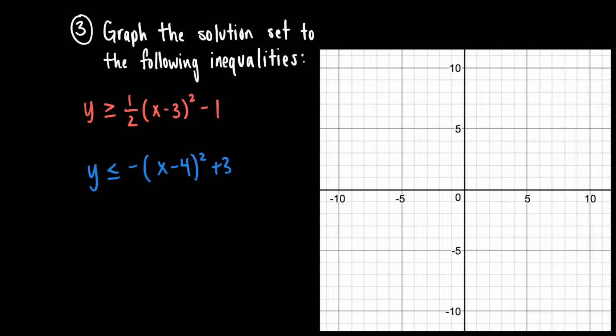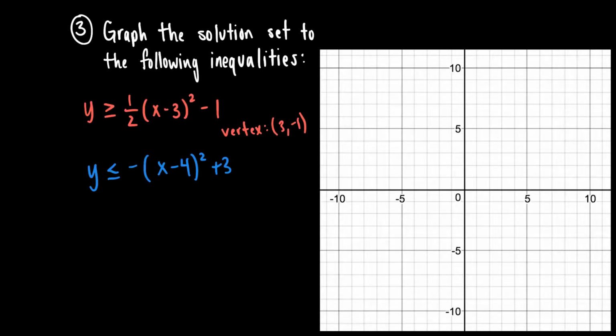All right, so now we have a system of quadratic inequalities. Let's graph both of them and then see what happens. So let's tackle this red one first. We've got y is greater than or equal to 1/2 times (x minus 3) squared minus 1. The nice thing is, hopefully you guys are kind of catching the pattern here. The vertex for our red guy is going to be at 3, -1.